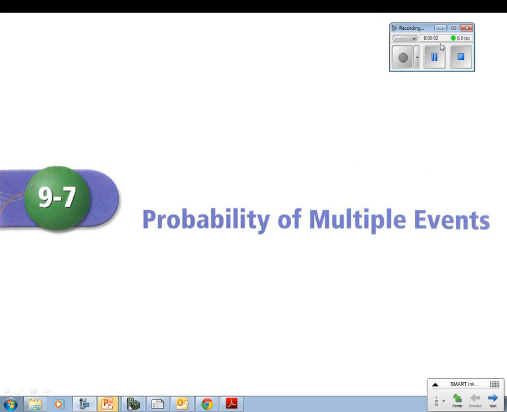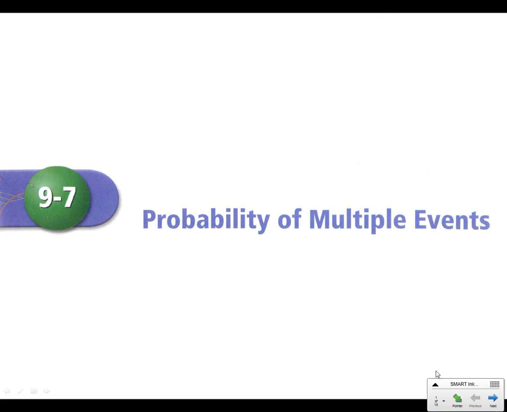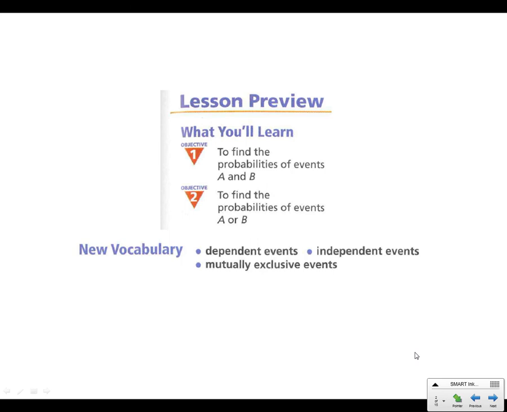All right, let's take a look at 9.7, the probability of multiple events. So, lesson preview, we're going to find the probabilities of A and B versus A or B. That's the key phrase here. Are we doing an and problem? Are we doing an or problem? So, vocab: dependent events, independent events, mutually exclusive events.